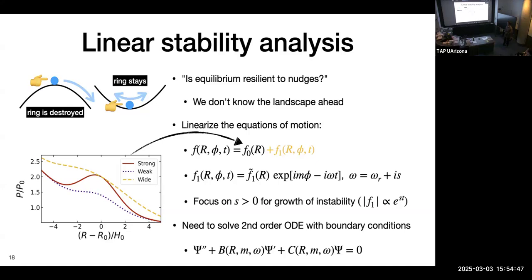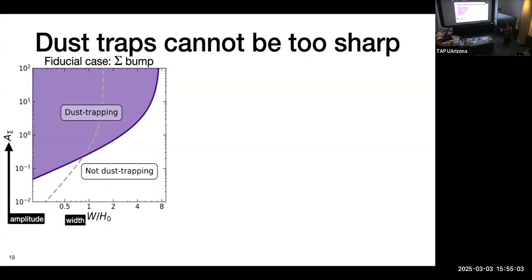One of the tedious parts of this problem is that you have to solve second order boundary conditions, which is not the case with other kinds of instability like MRI or Toomre's gravitational instability. So here are some results. Basically, I'm showing different pressure profiles. The horizontal axis is the width of the pressure bumps, and the vertical axis is the amplitude of the pressure bumps. You can see that in general, it's the sharper ones, small width or larger amplitude pressure bumps, that trap dust.